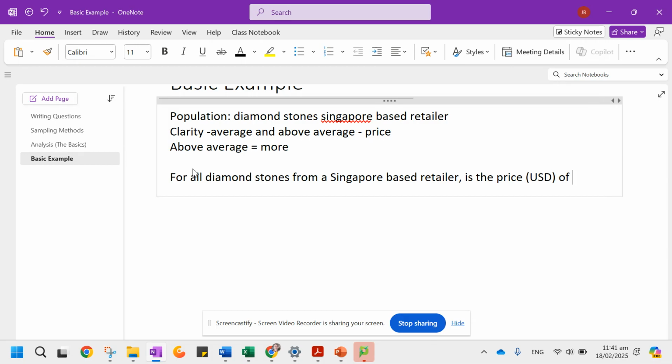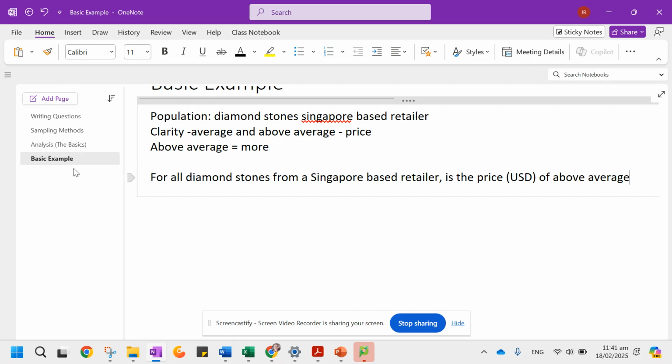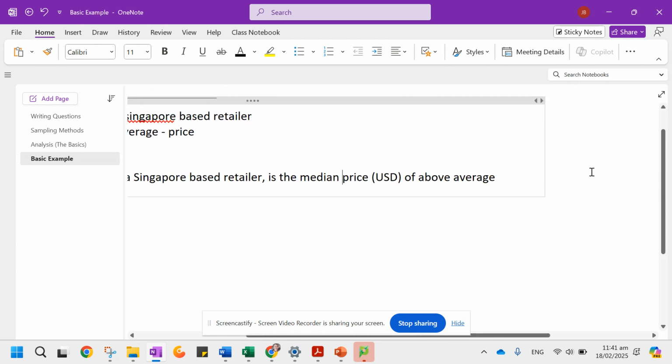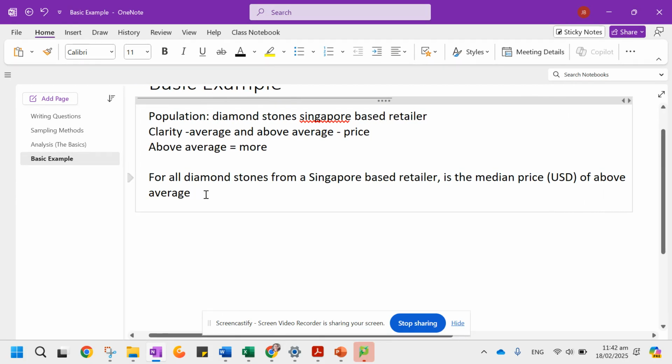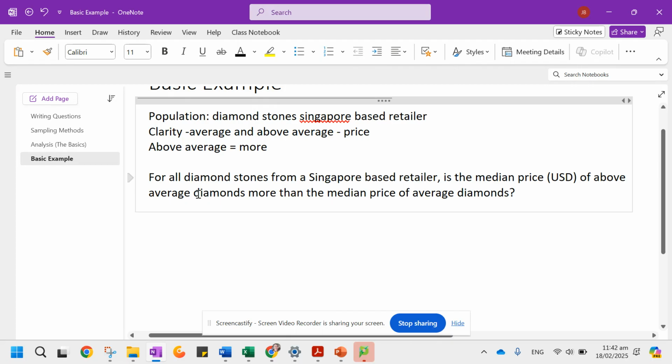Now what have I done wrong? I have made a mistake already. No median. Is the median price of above average. Do we want to call them stones or diamonds? Yeah. Above average diamonds. More than median price of average. And that's my question. Boom, done.